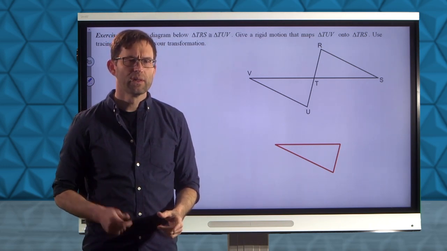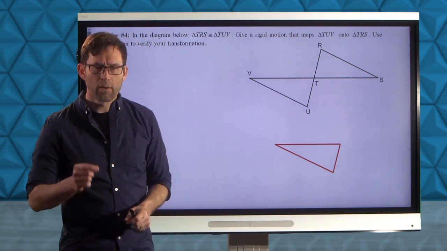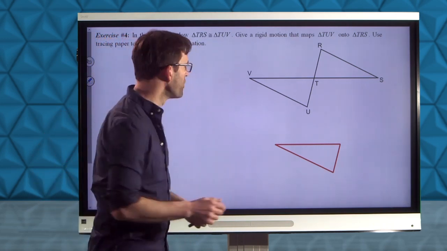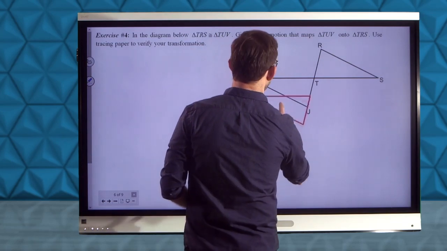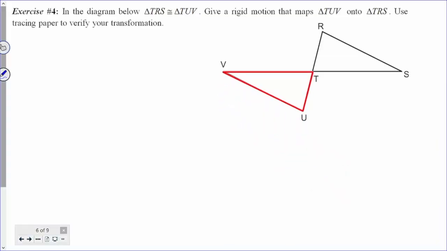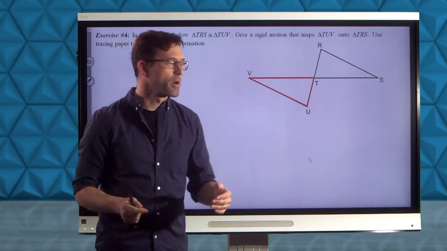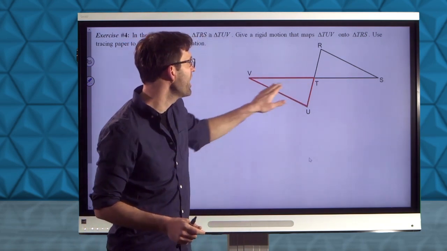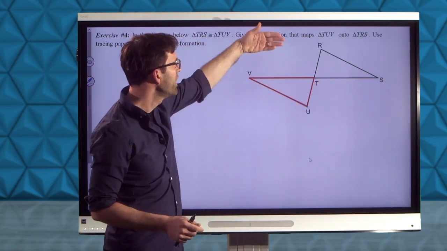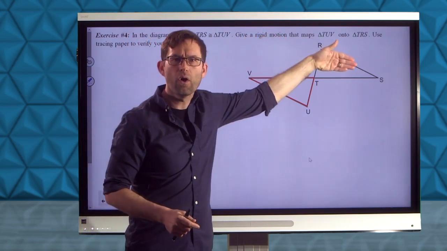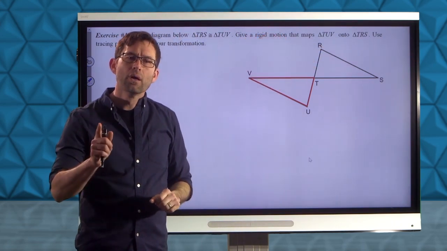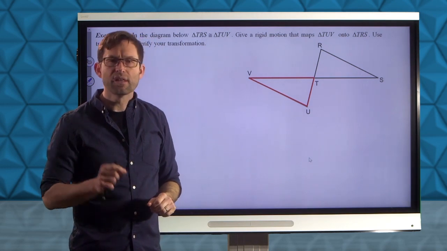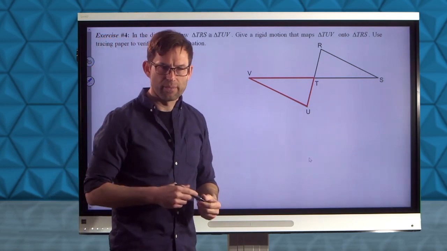Are we ready to go? Let's do it. Now remember, we want to be as specific as possible. This time, if we've got triangle TUV outlined in red, a reflection is not going to work. If we reflect this thing, let's say, like we did before in VTS or VT or whatever, it would pop up here. It wouldn't overlay this triangle. So what I'm hoping is that you realize that it was a rotation.